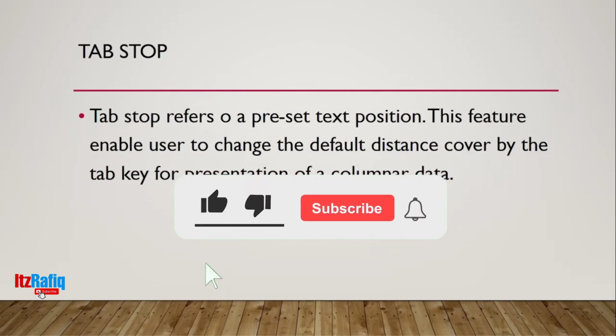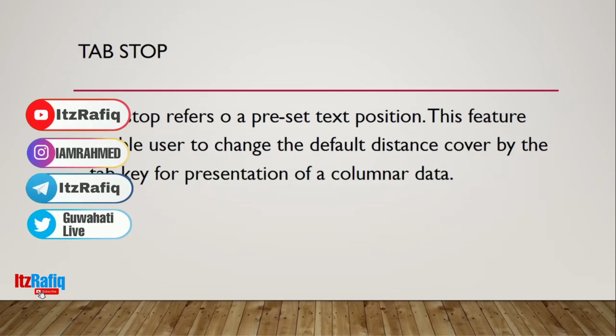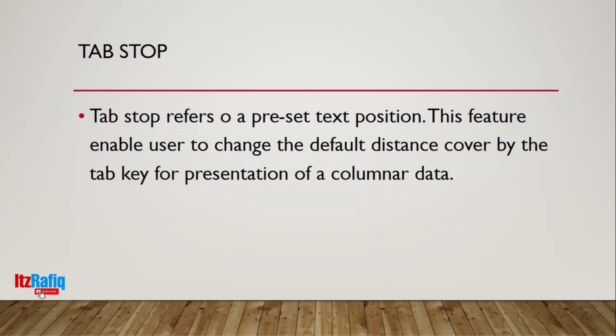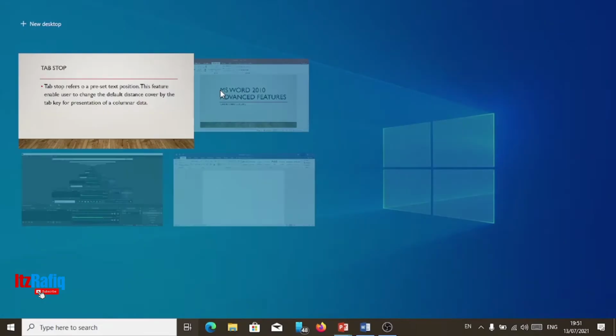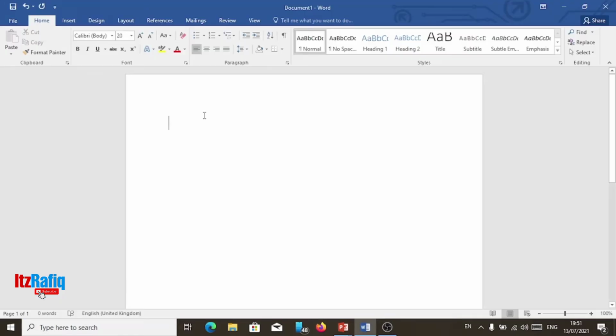First we have tab stop. Tab stop refers to a preset of text position. This feature enables the user to change the default distance covered by the tab key for presenting columnar data. For example, suppose I want to insert the marks obtained by a student in different exams, and I want to do this without creating a table. For that purpose we can use tab stop.